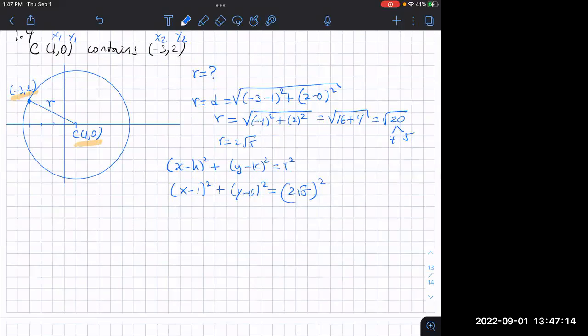Okay, so now just simplify it. So you get x minus 1 squared plus y squared equals... Wait, how would we do this one? So it's 4 times 5. Oh, it'd be 4 times 5. And that would be 20. That's right, which is also, if you use the square root of 20, they're going to fit 20 there. So it's consistent. So there's your standard form.